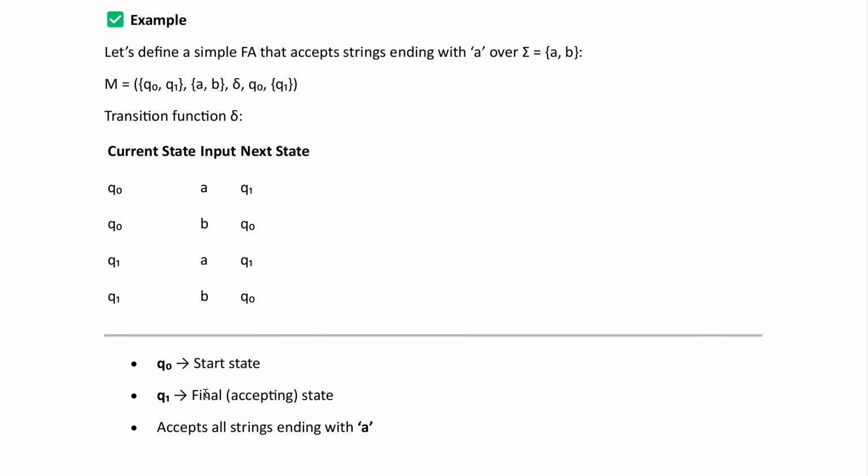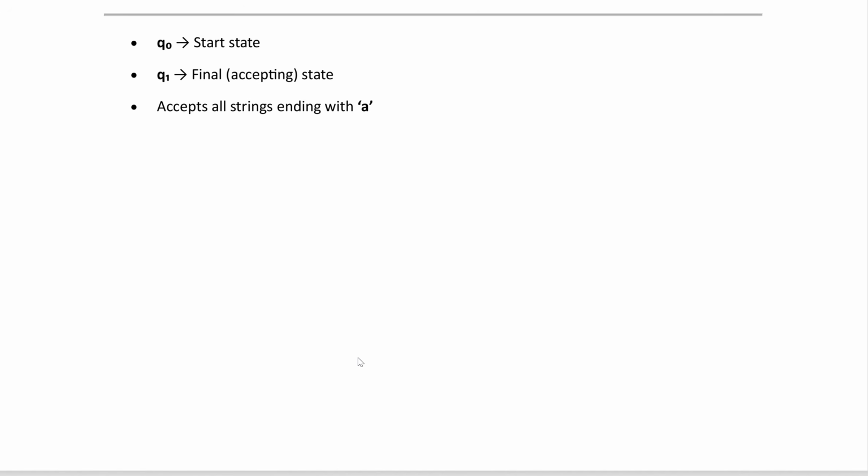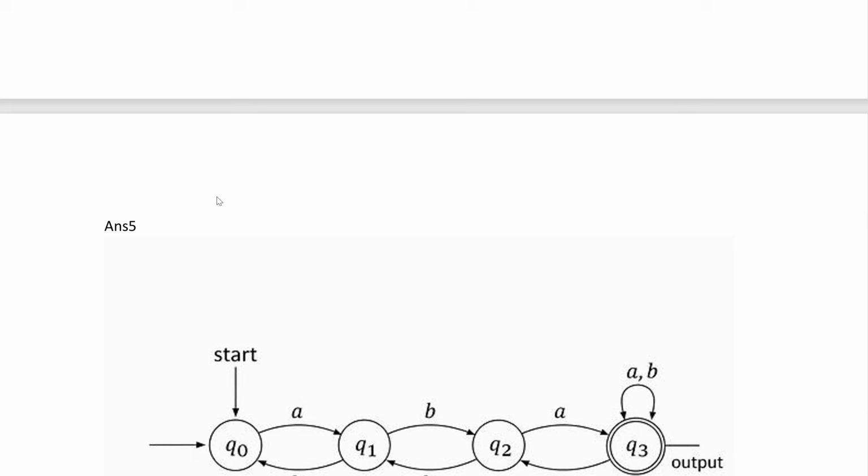So Q0 is the starting state, Q1 is the final or accepting state. So this is the transition table which accepts all strings ending with A. You can also draw the transition diagram on your own.